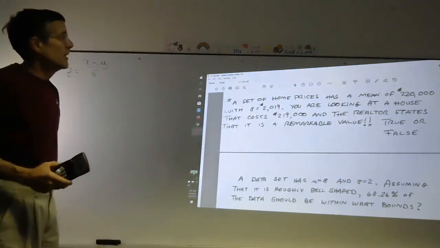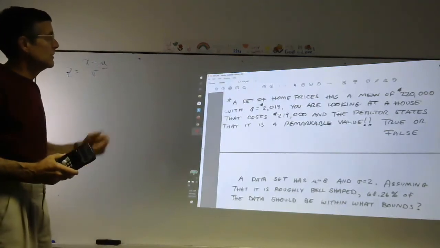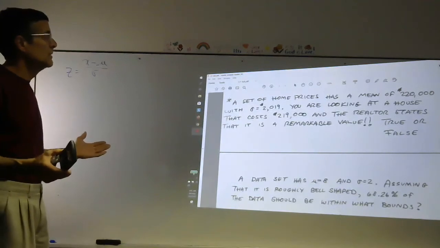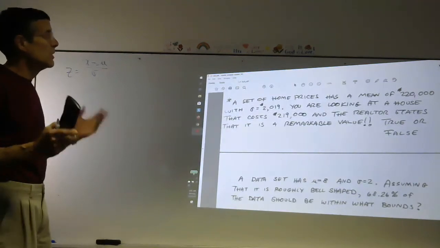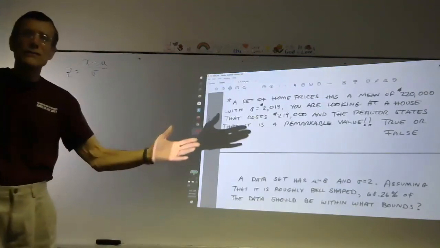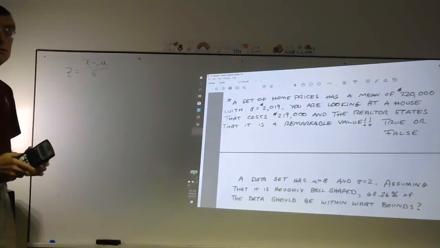A set of home prices has a mean of 220,000 and a standard deviation of 2,000. You're looking at a house that costs 219,000. The realtor states it's a remarkable value. Remarkable. It's amazing. It's a one-in-a-lifetime value. Is that true or false?